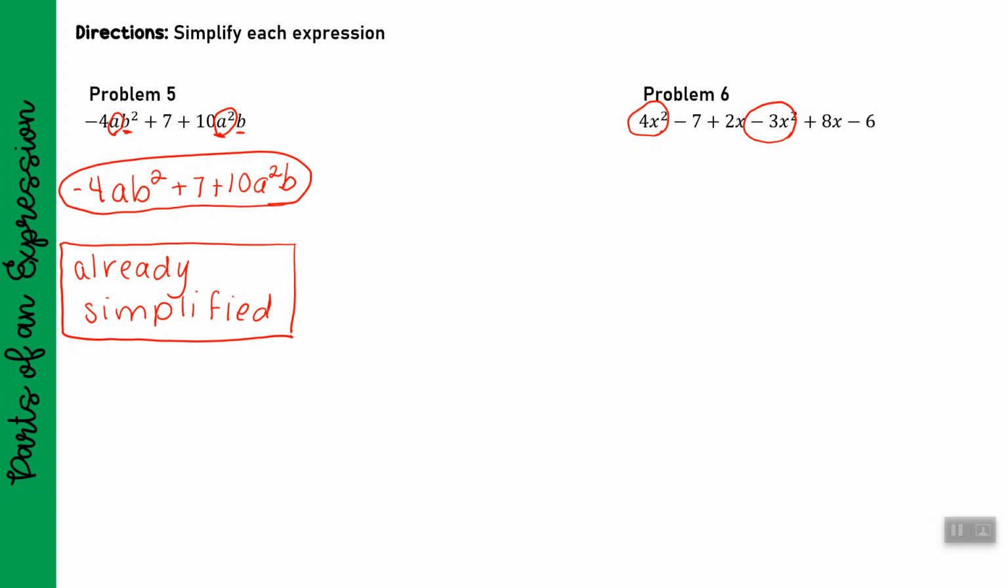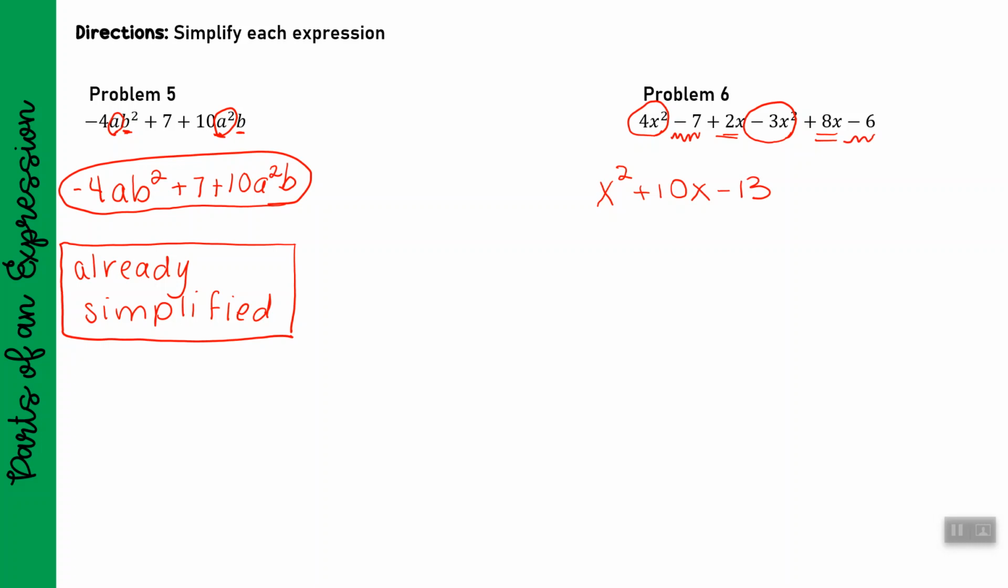4 and negative 3. Well, we could write this as one of two ways. I'm going to just write this as x squared. If you wanted to write a 1 in front, that's fine. You don't need to. I would take, again, either answer. Then I have positive 2x, positive 8x. So that's going to be positive 10x. And then I have negative 7 and negative 6. When I combine those, I'm going to get negative 13.